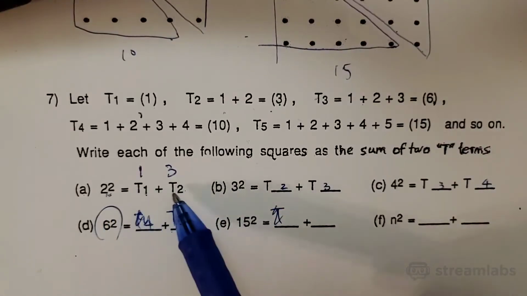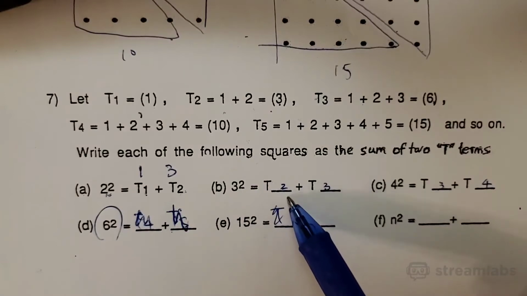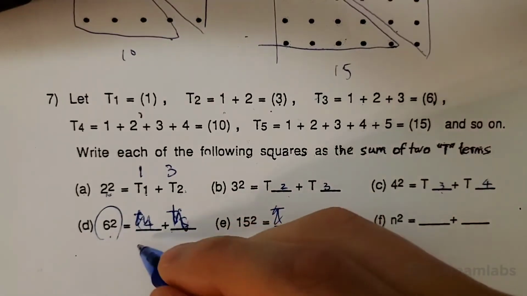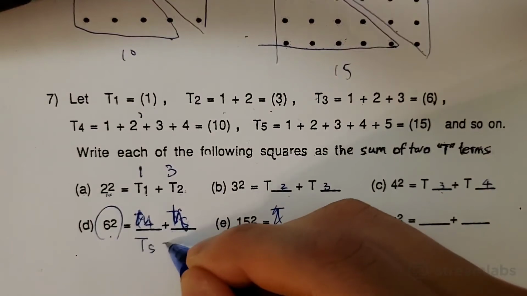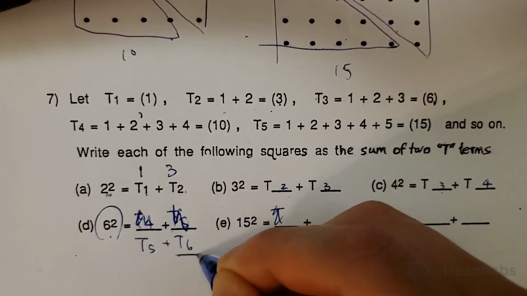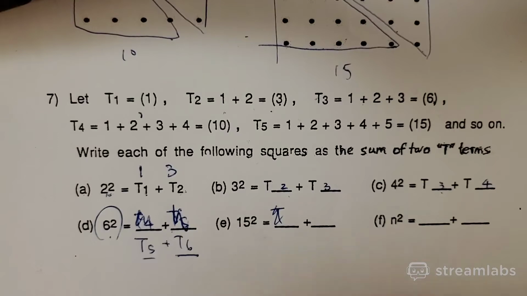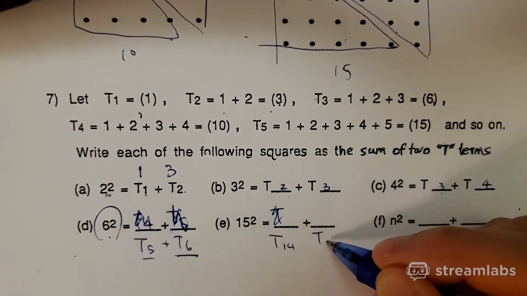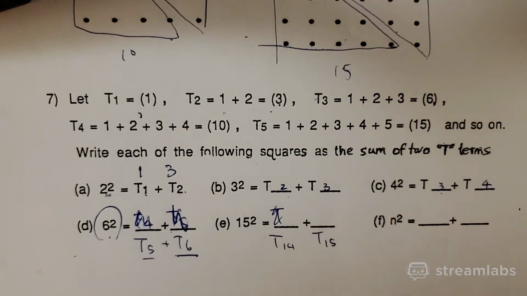T2 squared is T1 plus T2. 3 squared is T2 plus T3. 4 squared is T3 plus T4. And 6 squared should be what? T5 plus T6, right? I'm going one backwards, basically. 15 squared will be T14 plus T15.